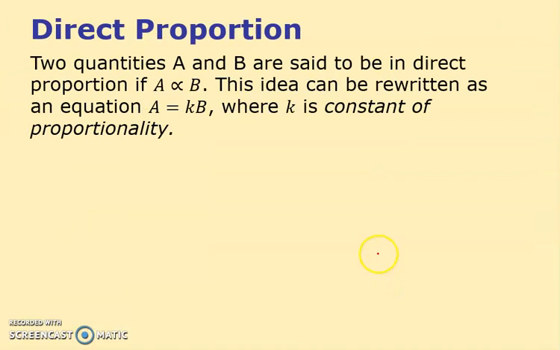Direct proportion then. So if 2 quantities A and B are said to be in direct proportion, then we can write that as A is proportional to B, but we can straight away write that as an equation, and the k is called the constant of proportionality.